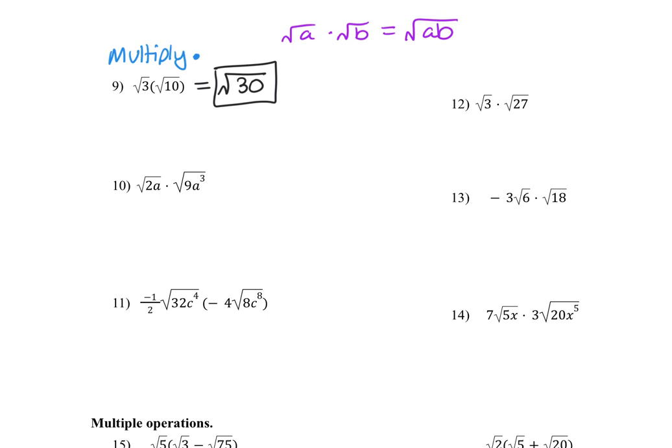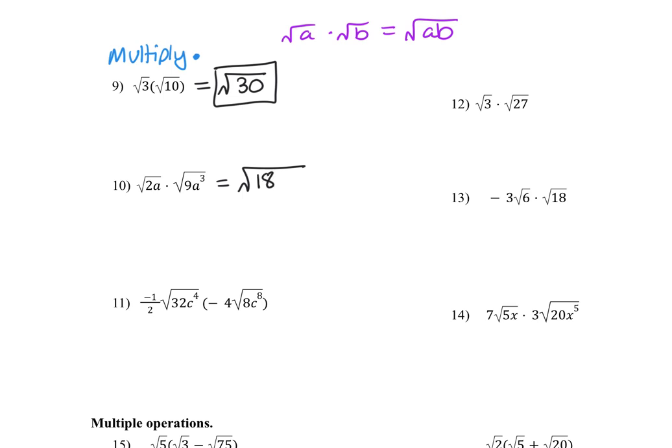Next one, I have square root of 2a times square root of 9a cubed. Now there's more than one way to multiply. I could just multiply and then simplify. If you wanted to simplify first, then multiply, that's fine. I prefer to multiply and then do all my simplifying at the end so I don't have to do it twice. So I have 2 times 9 gives us 18.